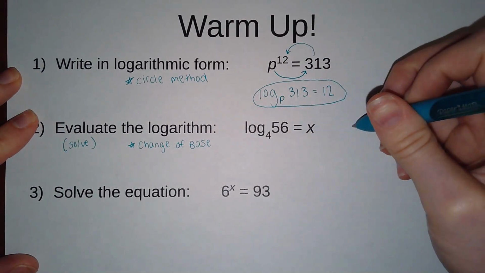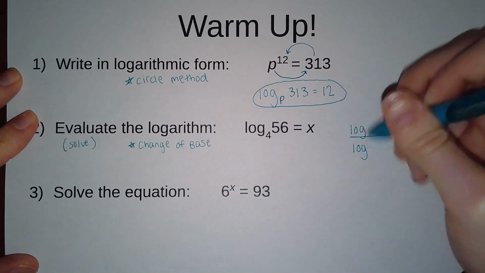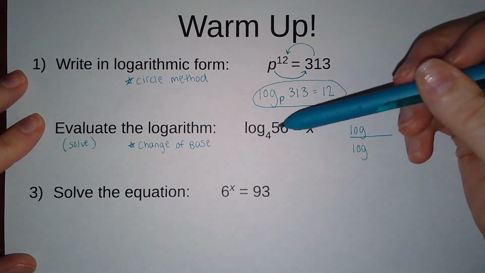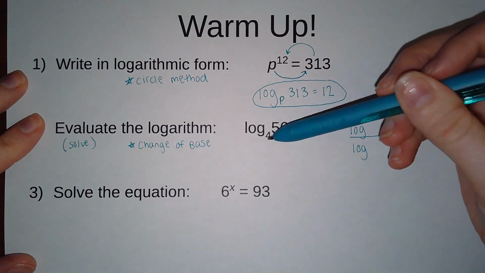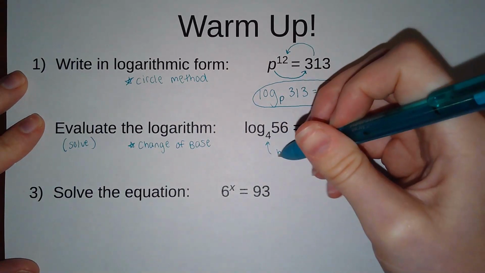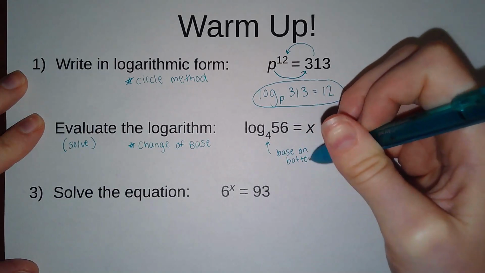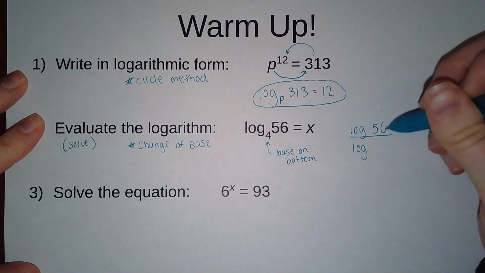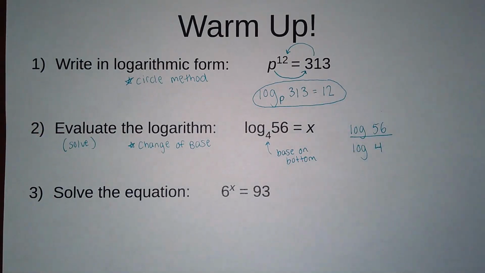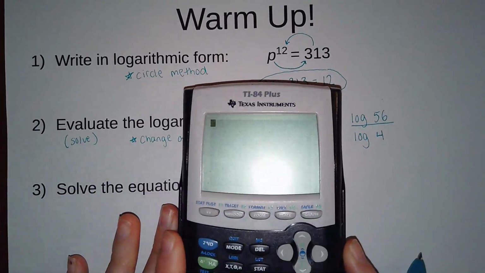To do that, we're going to have to do the log of one number over the log of the other number. So we're going to create a common log. Our answer goes on top, and our base always goes on the bottom. So this is our base, and I always say the base goes on the bottom. So when we're evaluating this, 56 would go on top, and 4 would go on the bottom.